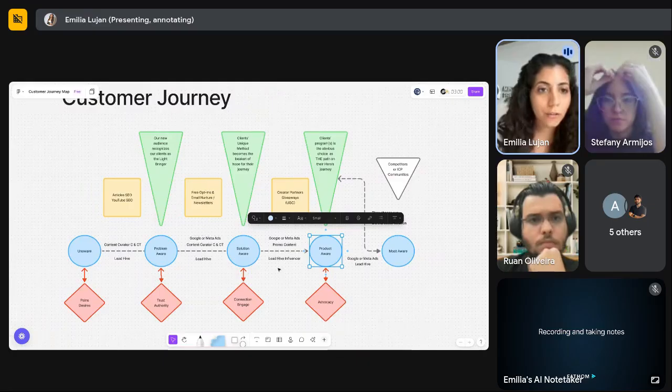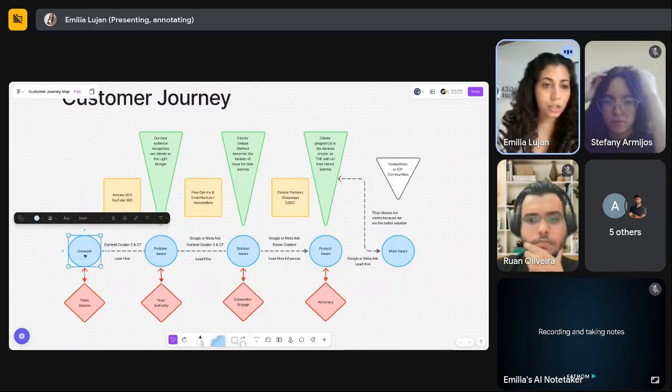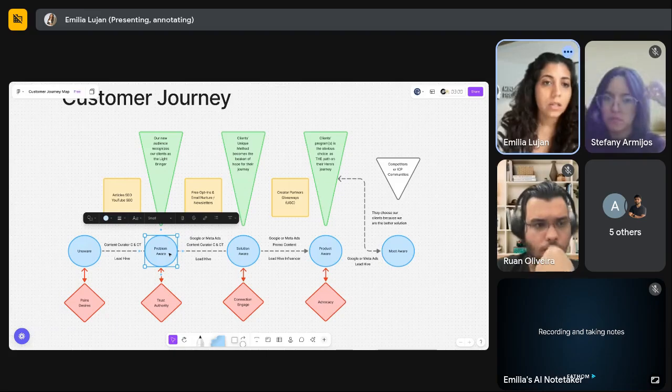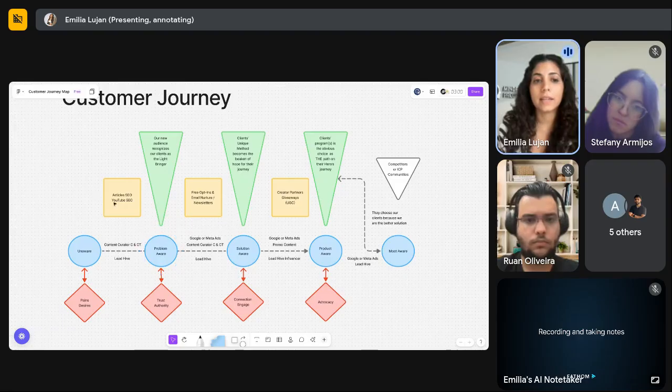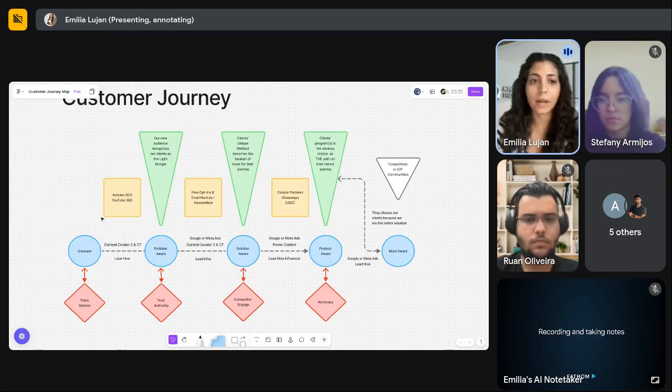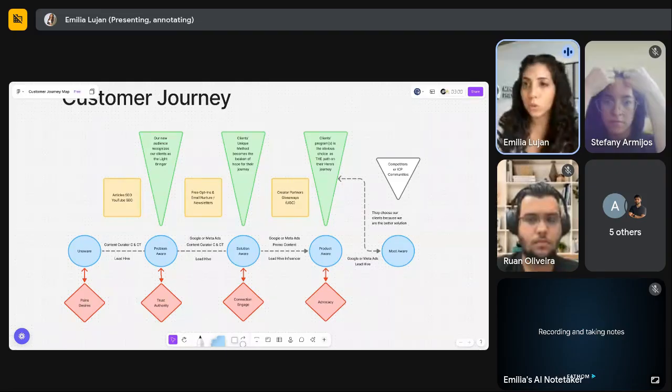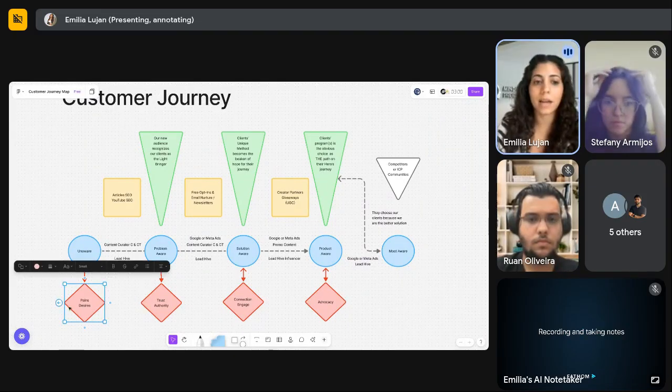So for further clarification, some of the strategies that we could use to move people from unaware to problem aware is some type of content strategy. So articles, SEO, YouTube SEO, really talking about the pains and the desires of the clients.